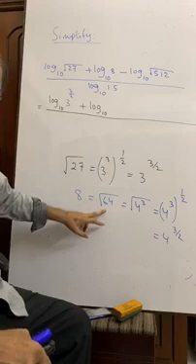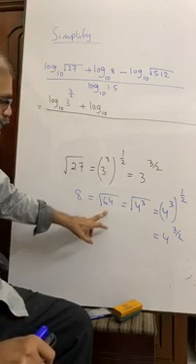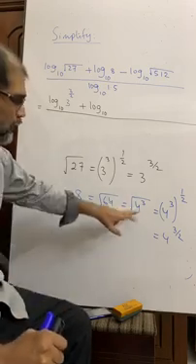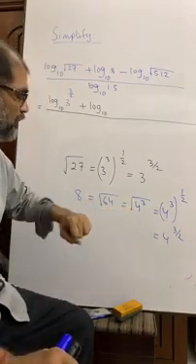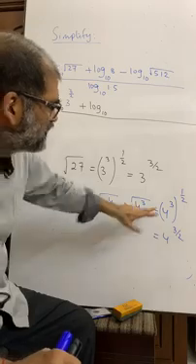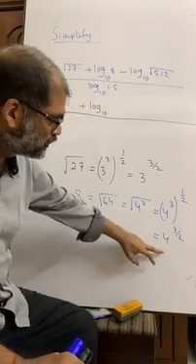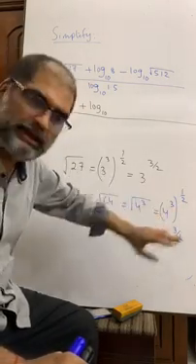Eight equals root over 64. Root over 64 means what? 4 cube. 4 cube equals what? 64. So root over 4 cube. And we know square root means power half. So 4 to the power 3 into half, that is 3 by 2.